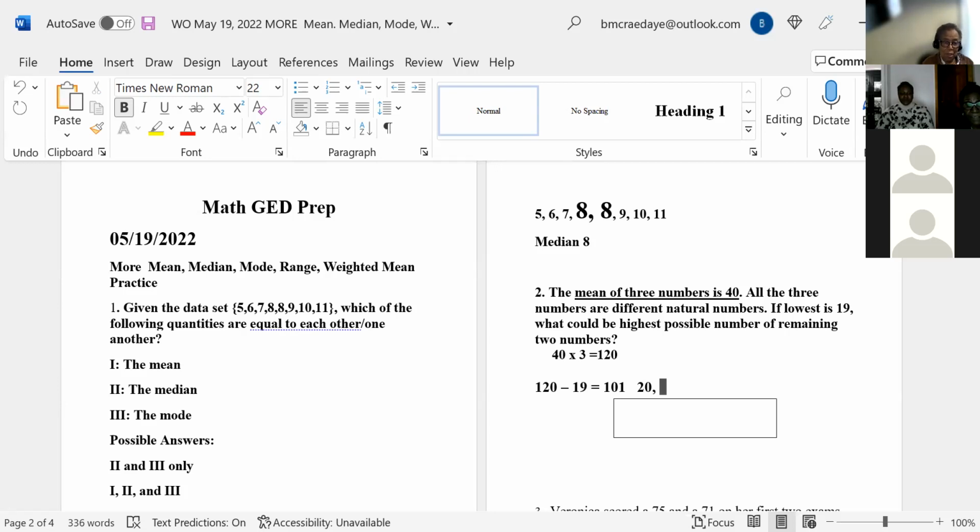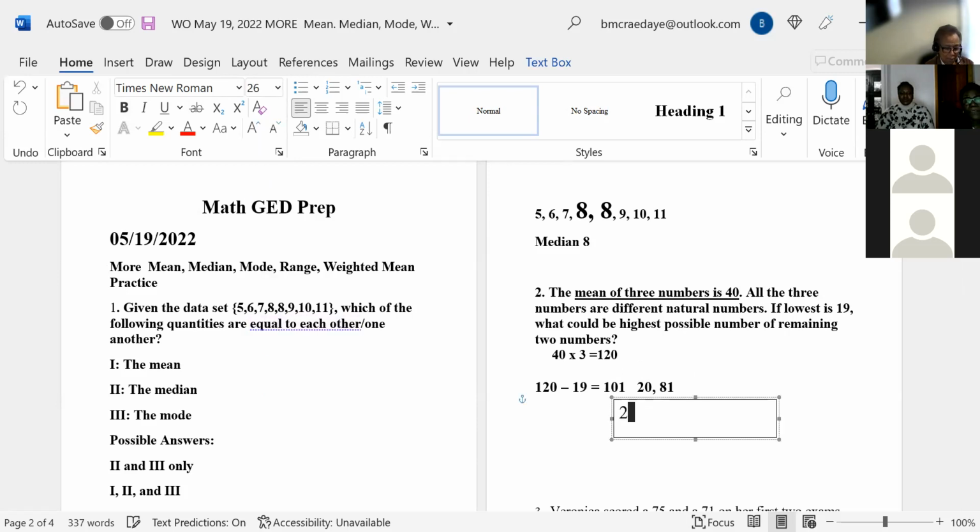And 20 from 101 is what? 20 from 100 is 80. 81. Those are your numbers. Because your lowest is 19, you have to have a number bigger than the 19. And since your total has to be 101, 20 from 101 is 81. So those are your numbers, 20 and 81. That's what you would put in the box.